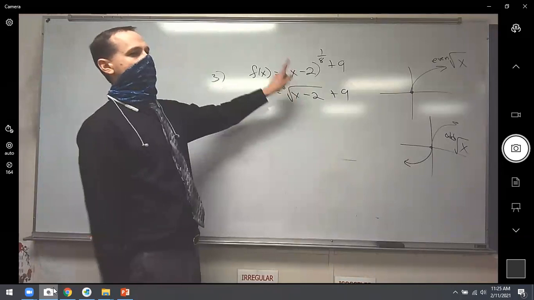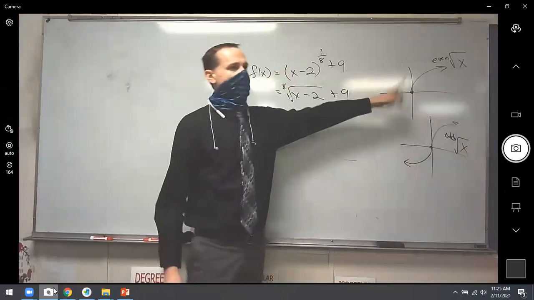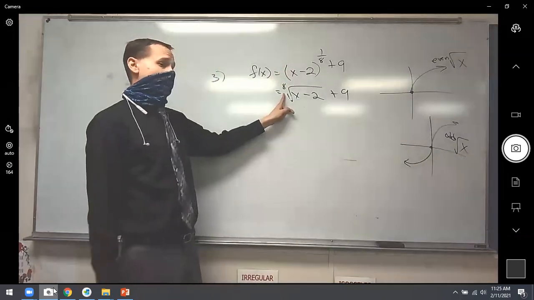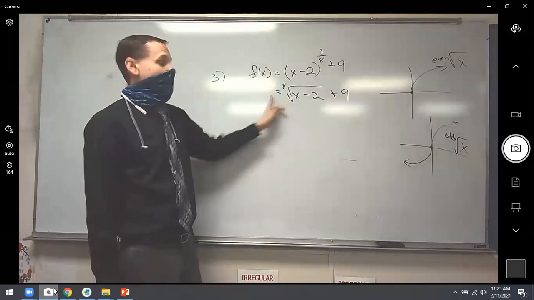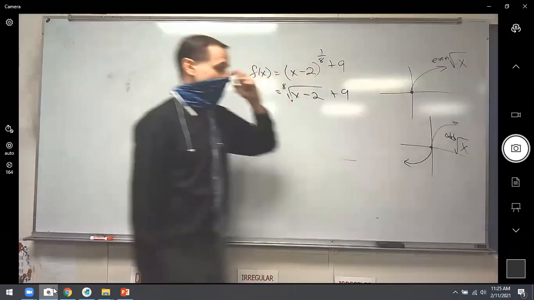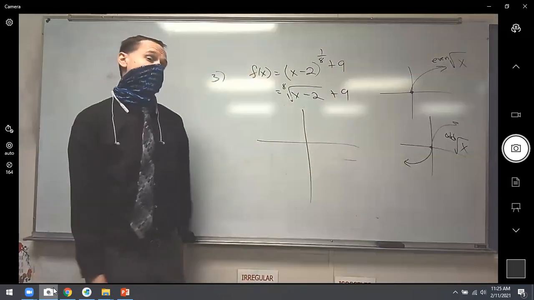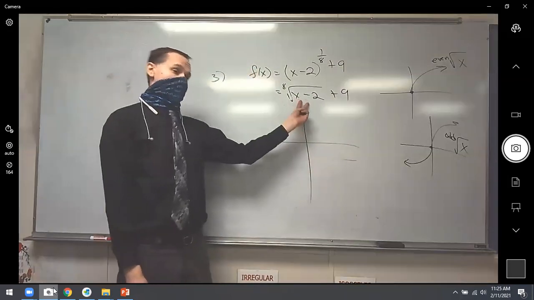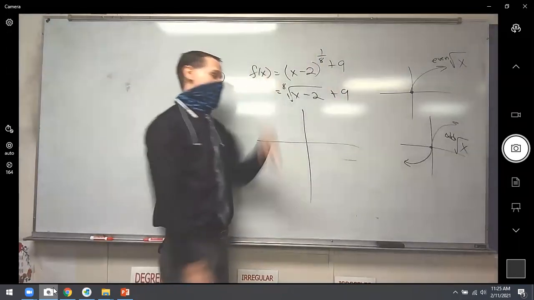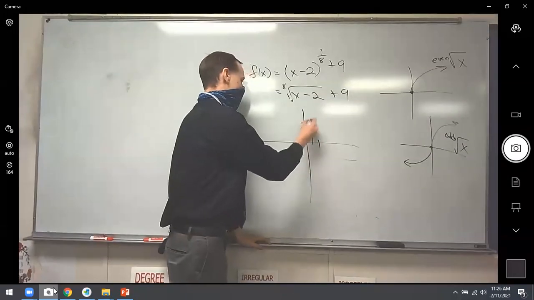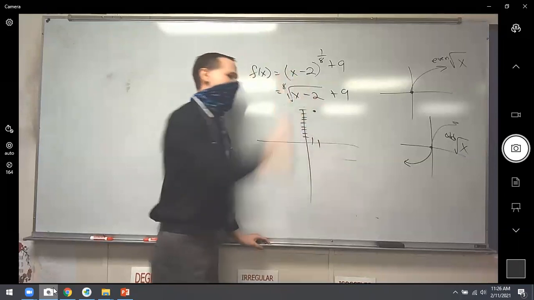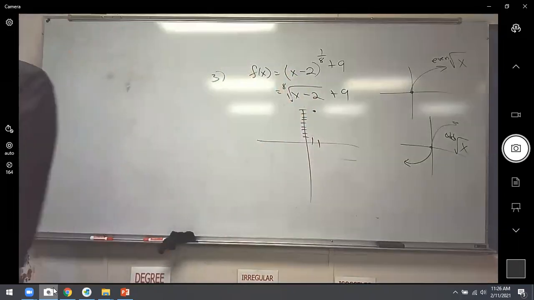All right, even root. So it kind of looks like this. I don't see a negative in front. I don't see a negative from my x, right? So it's going to look exactly like that, no reflections. And would you buy that the vertex will be at 2, 9? Because 2 makes that 0, right? And that moves it up 9. So 2 over, 9 up. There will be my vertex.